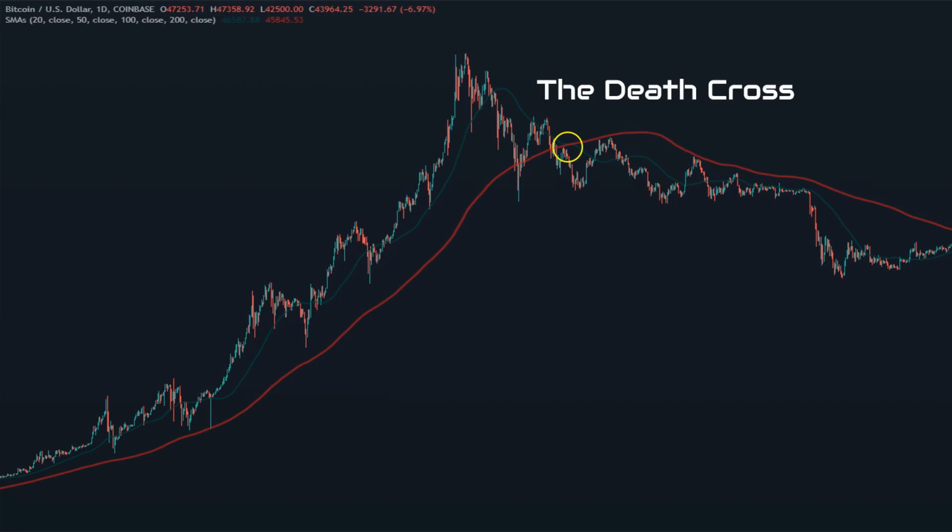The dead cross term is used to describe the bearish crossover of the 50-day moving average to the 200-day moving average. The term can also be used to describe any short-term moving average that is crossing down a longer-term moving average, though it is more popularly used for the 50-day and 200-day moving average. This technical pattern signals negative sentiment and weakness in the market.